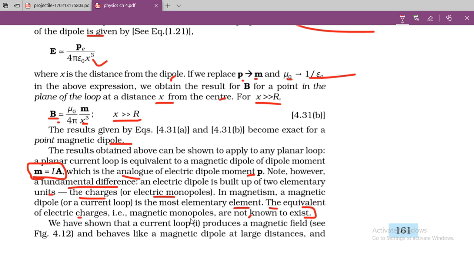We have shown that a current loop produces a magnetic field and behaves like a magnetic dipole at large distances. So this is the conclusion of our discussion.